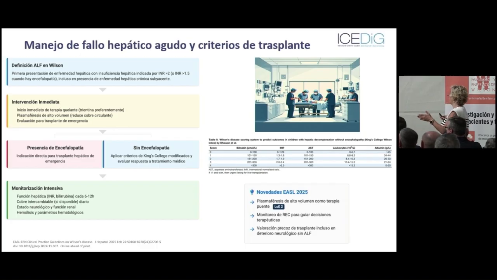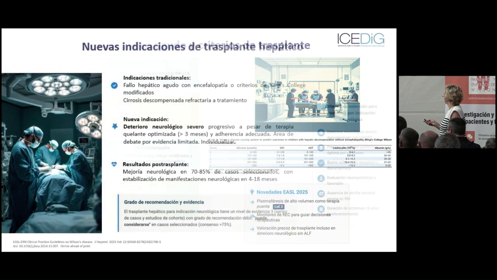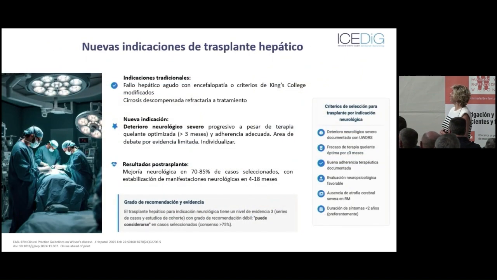We have the intervention, basically, with chelant therapies, with plasmapheresis, and the evaluation. If we have an encephalopathy or without encephalopathy, we have different sorts of action lines, and this would allow us to save the person, basically treat them without a transplant, and if we need a transplant, be there on time, which is what we are aiming for.